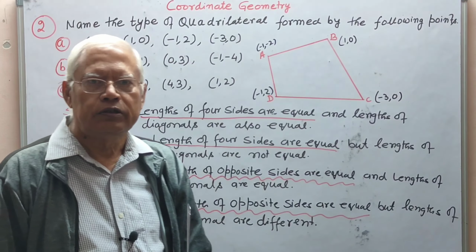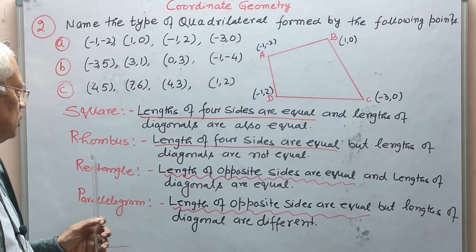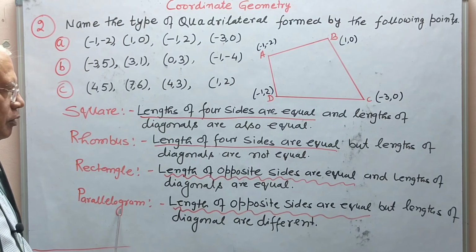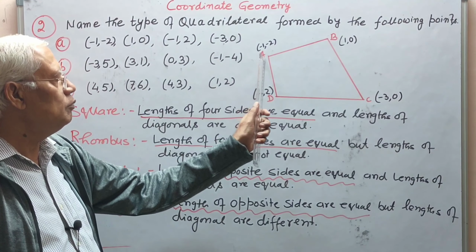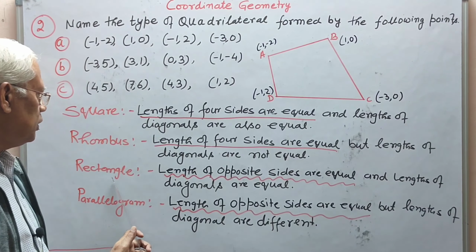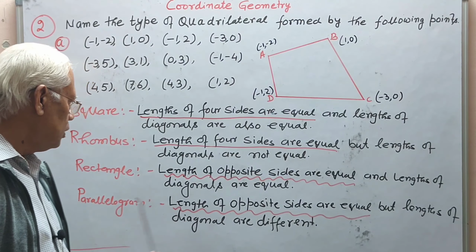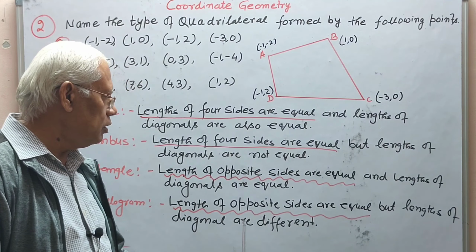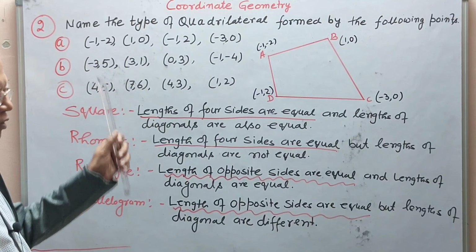If you find that lengths of opposite sides are equal, it means the quadrilateral may be a rectangle or a parallelogram. In this case also, we have to find out the lengths of diagonals AC and BD, because in case of a rectangle, lengths of diagonals are equal, and in case of a parallelogram, lengths of diagonals are different. So this is how we will solve this problem.